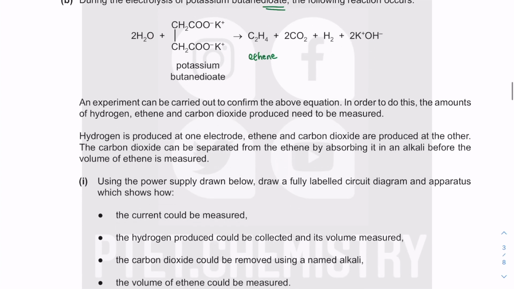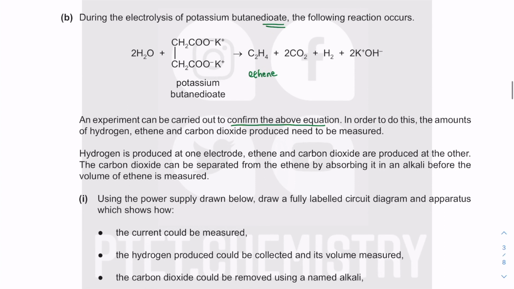Okay, so you can carry out an experiment to confirm the above equation. So this is the reaction that occurs, and you want to confirm that you actually follow this equation that's given in the question. In order to do this, you need the amount, meaning the moles. The moles of hydrogen, ethene, and carbon dioxide need to be measured.